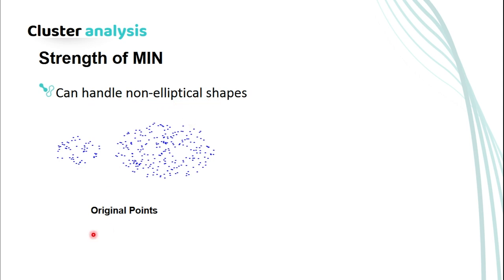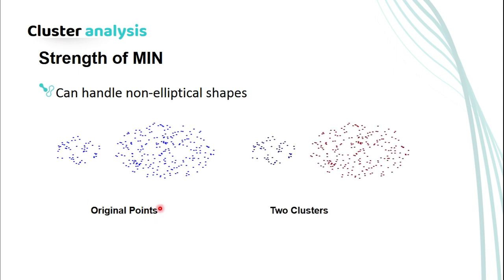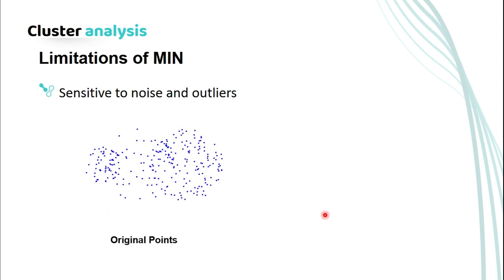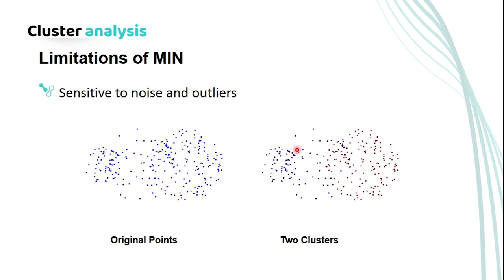The strength of the min clustering is that it can handle non-elliptical shapes. With the original points like here, we can cluster this data into clusters correctly. But the limitation of the min method is that it is sensitive to noise and outliers. If the original data has noise and we use the min method to measure the similarity between clusters, the original points will be clustered into these two clusters. So we can see that some noise makes mistakes in the clustering.